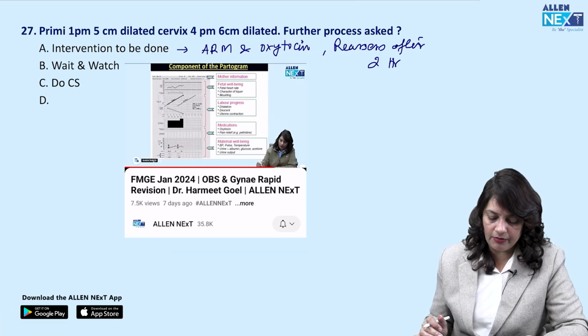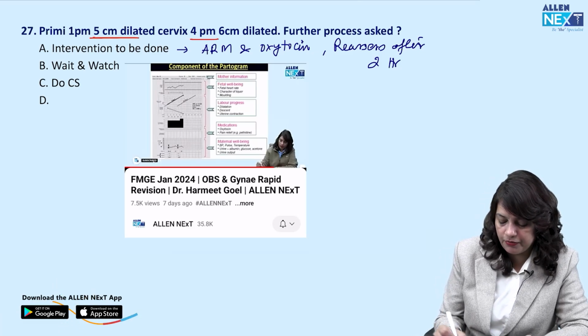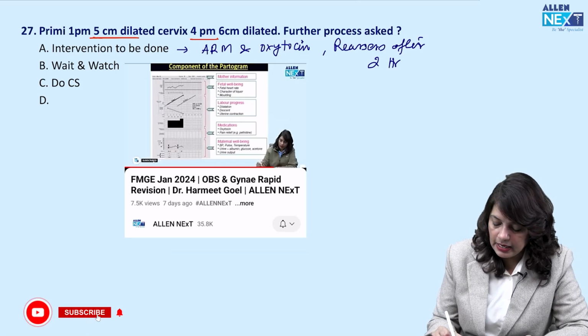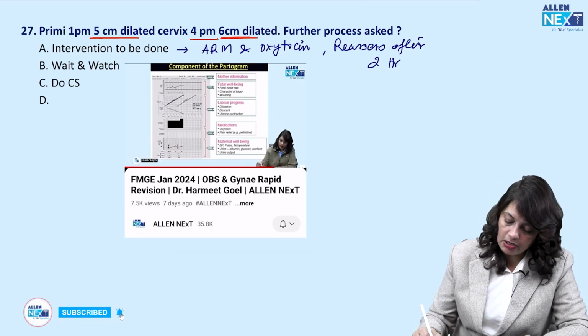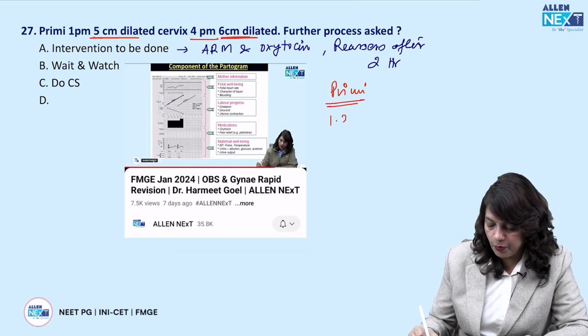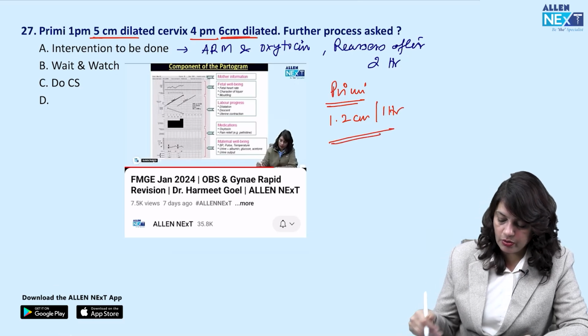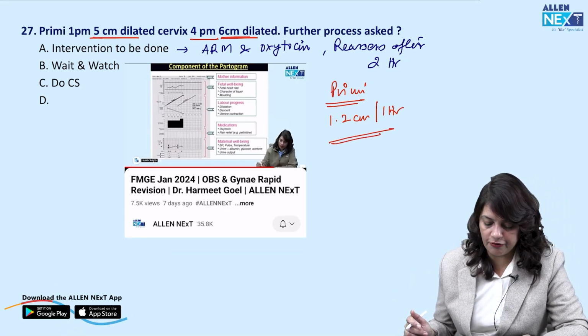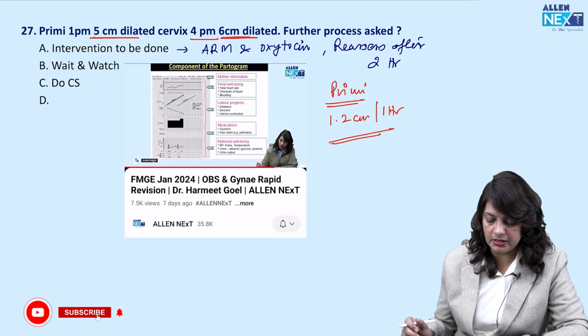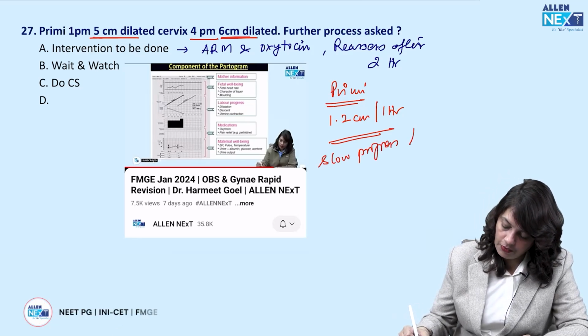Next, a primigravida at 1 p.m. had a 5 centimeter dilated cervix, and at 4 p.m., 3-4 hours later, it was 6 centimeters dilated. Now, the rate of cervical dilatation in a primary gravida is 1.2 centimeters in 1 hour. So in 3 or 4 hours, she should have been around 9 centimeters. So this is what is a slow progress of labor.